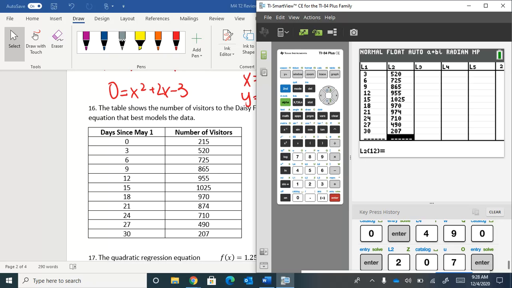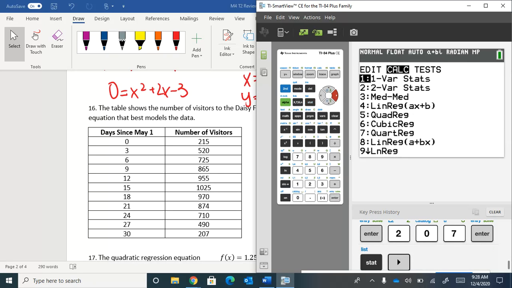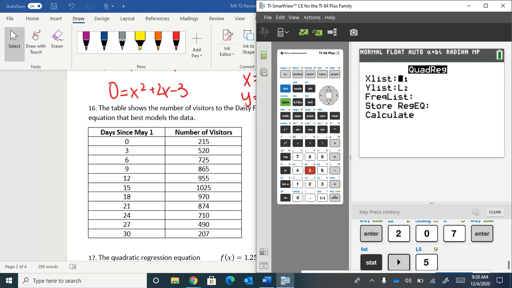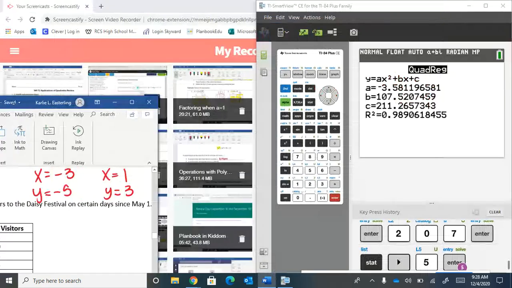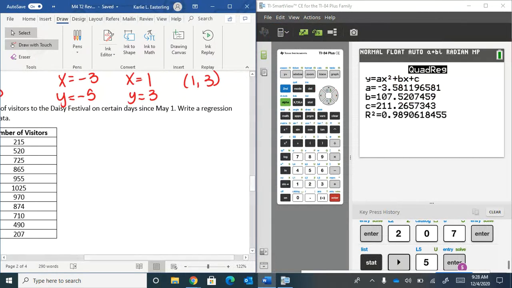And so once you get all those values in, you then click Stat again, click over to Calculate. And because these numbers go up and then go back down, that's telling you that it's going to be a quadratic regression. So you'll click 5, click Enter, Enter, Enter, Enter. And then at this point, it gives you an A, B, C, and an R squared value. You want your R squared value to be as close to 1 as you can get. So this equation does not hit exactly every single point, but it hits the majority of the points.